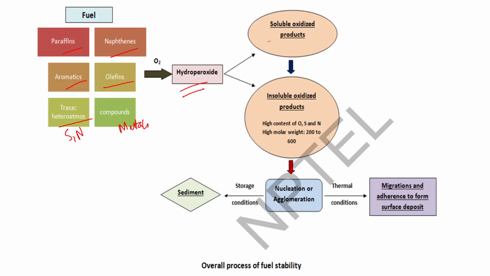These are the active species which form gums. Some soluble oxidized products and some insoluble oxidized products are formed, which act as the main precursors. Upon nucleation or agglomeration, a small amount of gum is formed. This acts as the nucleation point, and further amounts of gum start to form upon it. Okay.